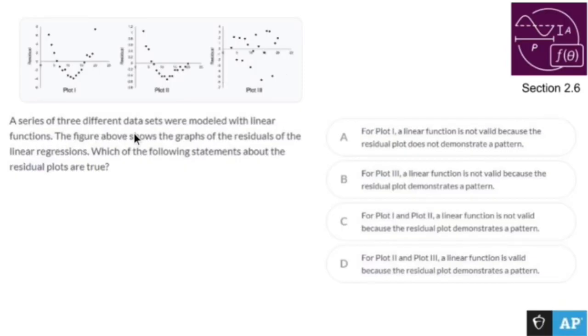A series of 3 different data sets were modeled with linear functions. The figure above shows the graphs of the residuals of the linear regressions. Which of the following statements about the residual plots are true? What do we have here? We have something that looks quadratic.